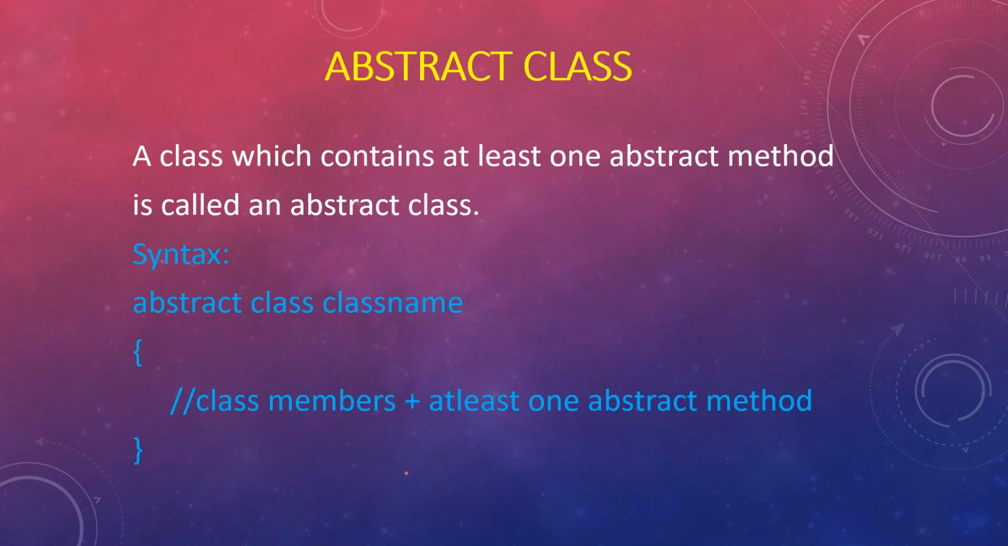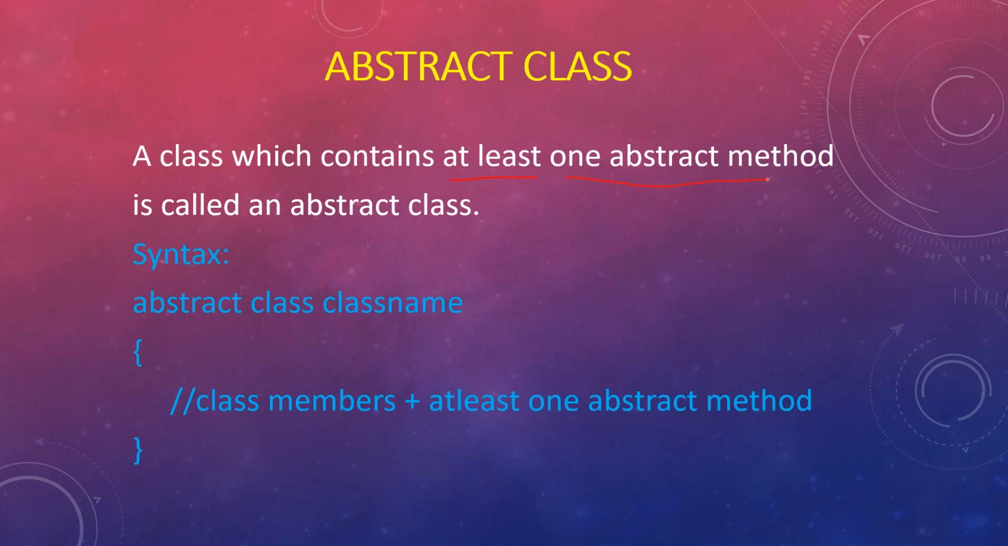Now read out the definition. Now you'll come to know it makes little sense now. A class which contains at least one abstract method is called an abstract class. Usually till now, what are all the things you have written inside a class? Variables, methods, instance members, static members. Both instance as well as static you have written.